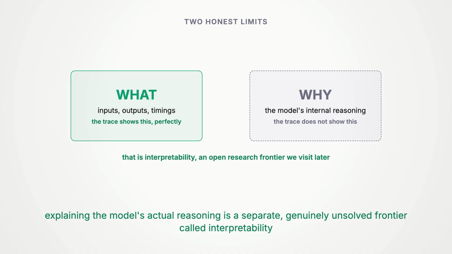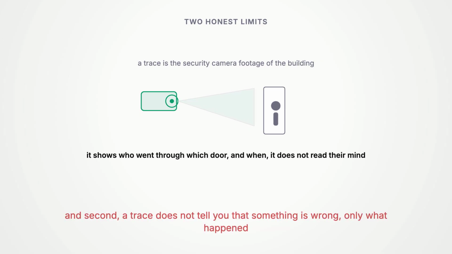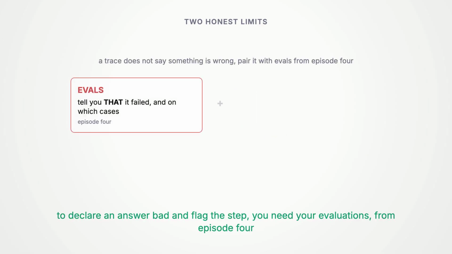A trace is the security camera footage of the building. It shows you exactly who went through which door and when. It does not read their mind. And second, just as important, a trace does not tell you that something is wrong. It only shows you what happened. You still need something to declare this answer is bad and to flag which step looks off. That something is your evaluations from episode 4.